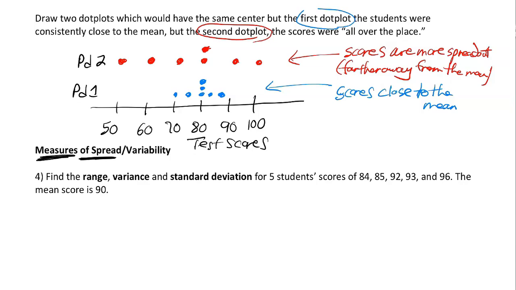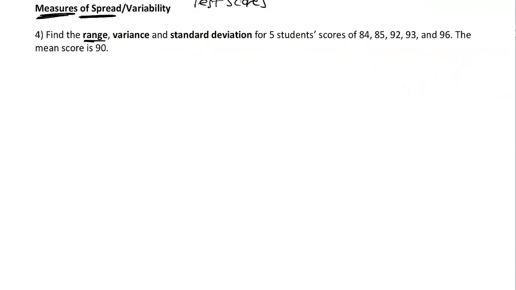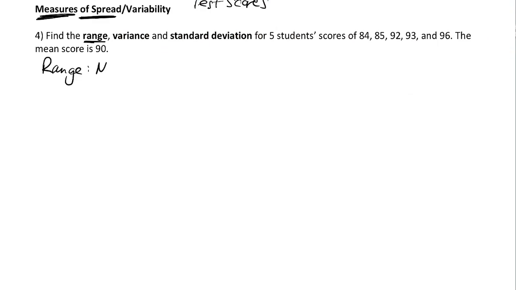So we have just that. We have a couple statistics actually. One of them is called the range. So let's look at some test scores here.